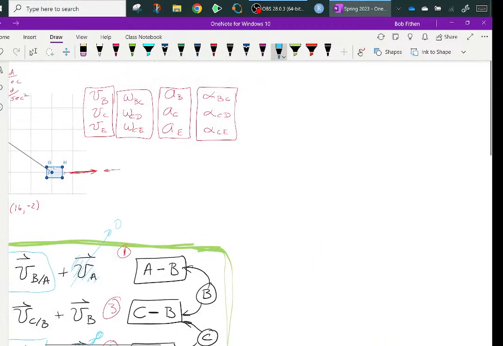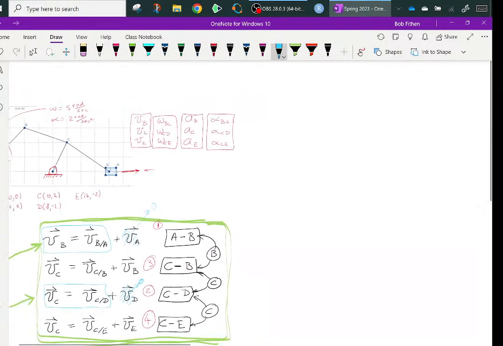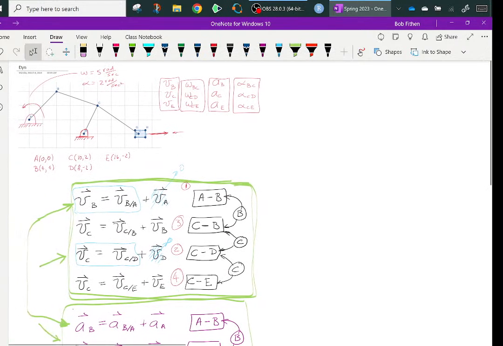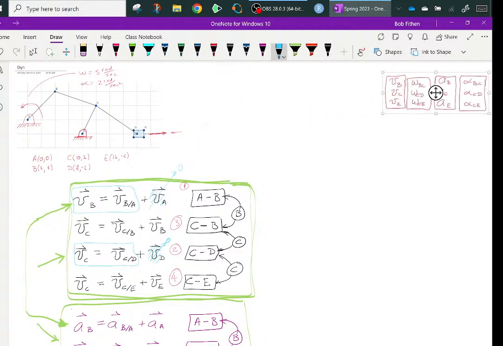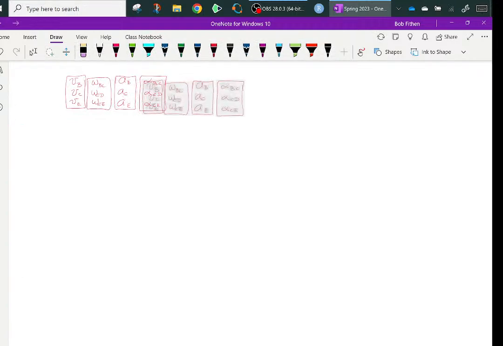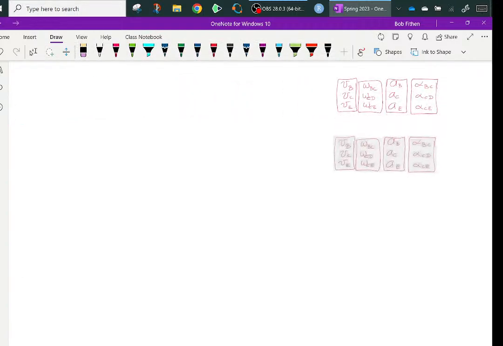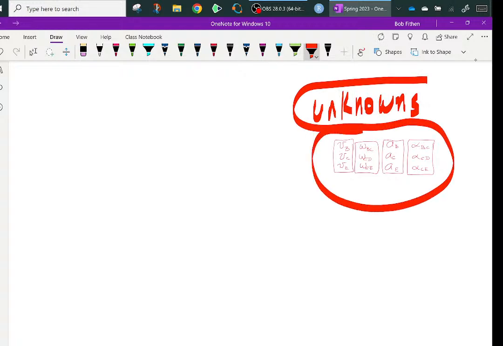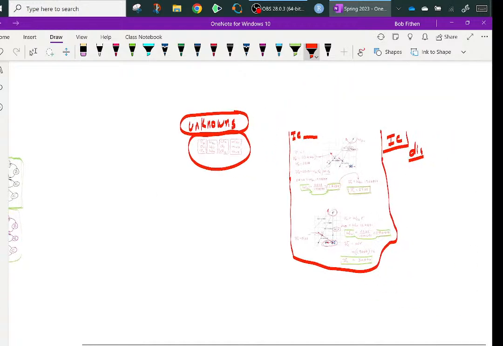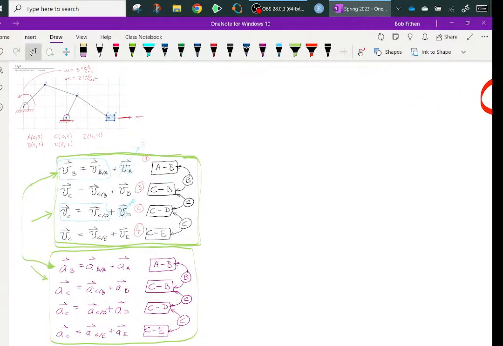So what I'll do is do each one, and then I'll put a box around it and move it out of the way. I'm trying to think whether I should move these out of the way. I'll go ahead and do that. And then just say unknowns. And so that way I'll get this spot right here.